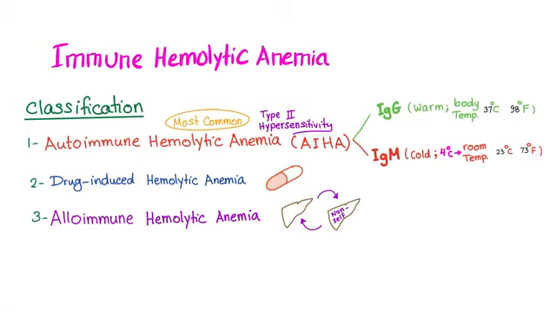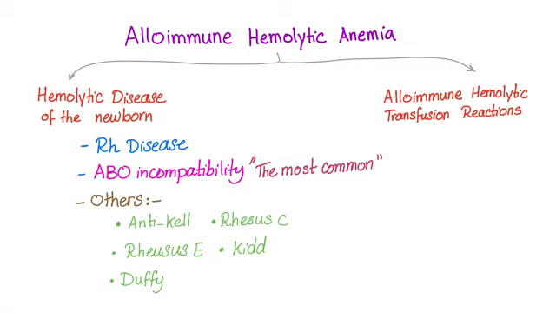We have repeated this slide over 1,000,000 times. Immune hemolytic anemia has 3 subtypes: autoimmune hemolytic anemia, the most common, warm or cold; drug-induced hemolytic anemia; and alloimmune hemolytic anemia, which is our topic now. Alloimmune hemolytic anemia is further subdivided into hemolytic disease of the newborn and alloimmune hemolytic transfusion reaction. Here we have Rh disease, ABO incompatibility. To understand Rh disease, let's understand the Rh.